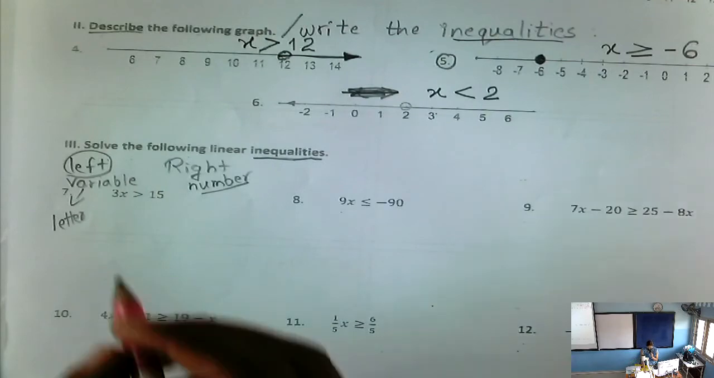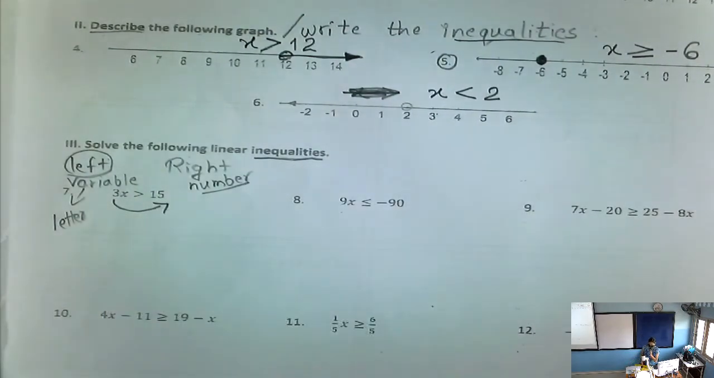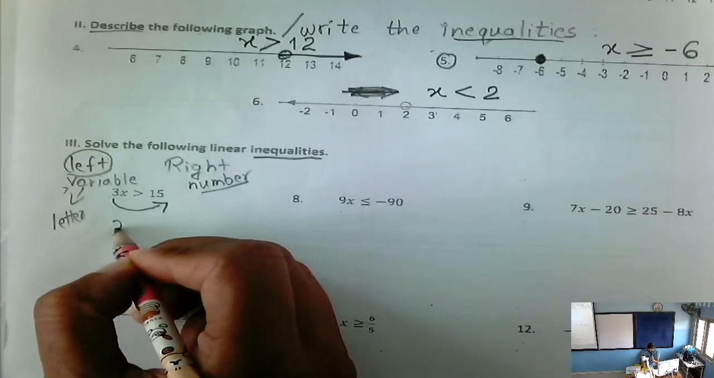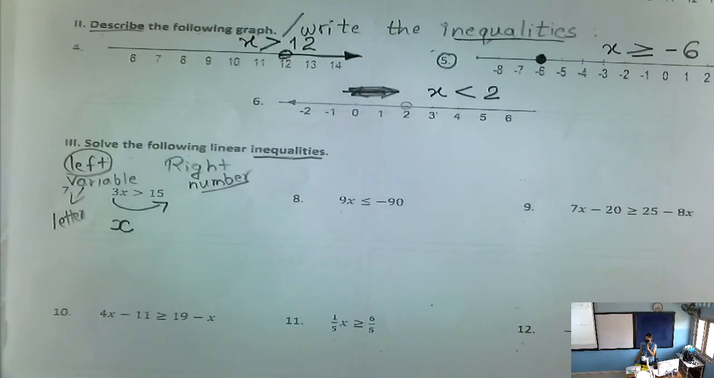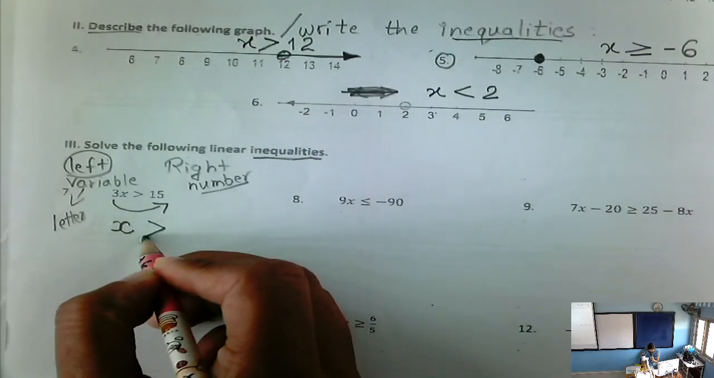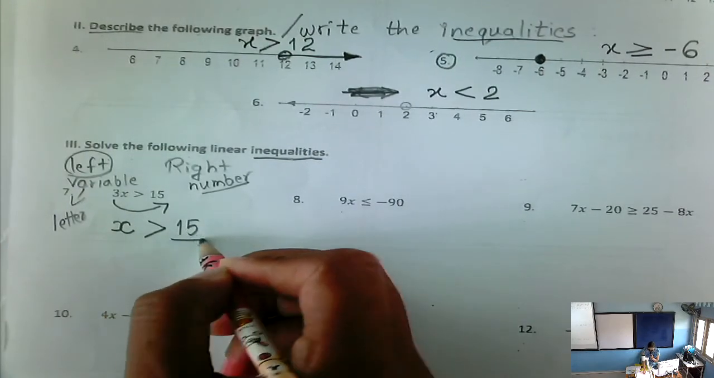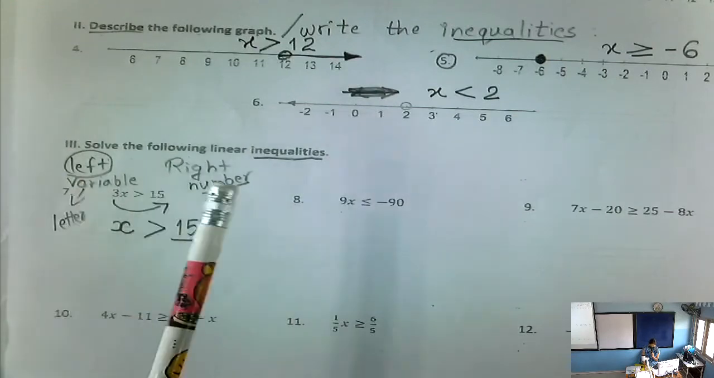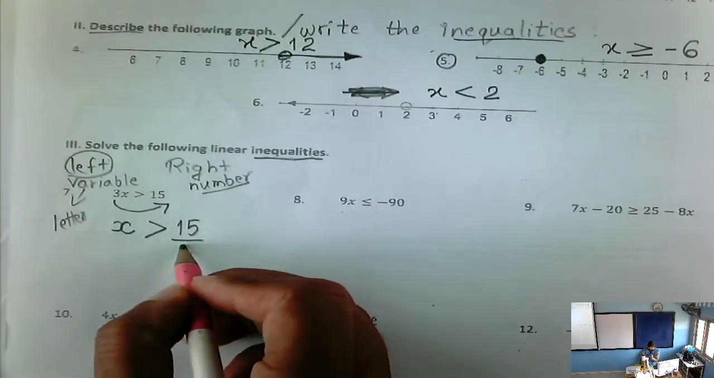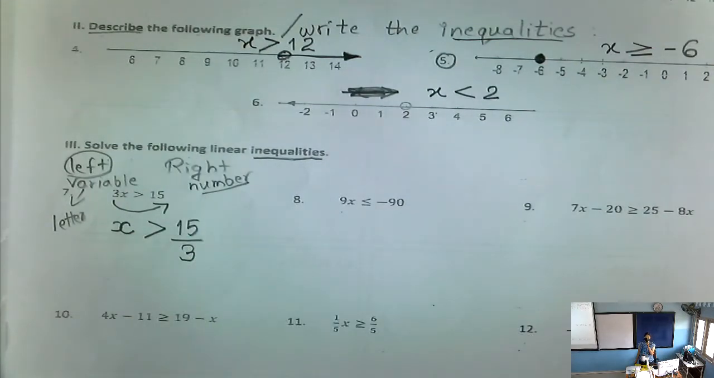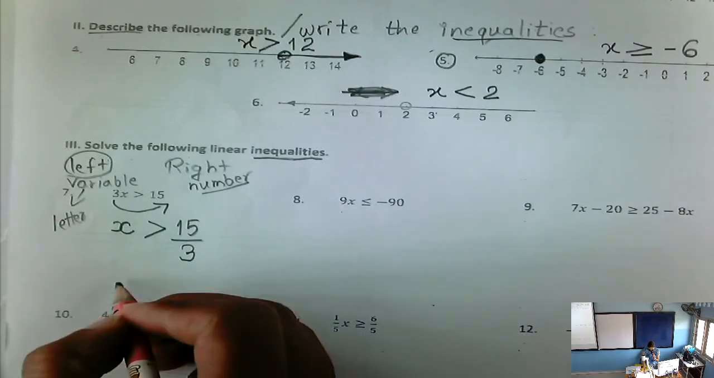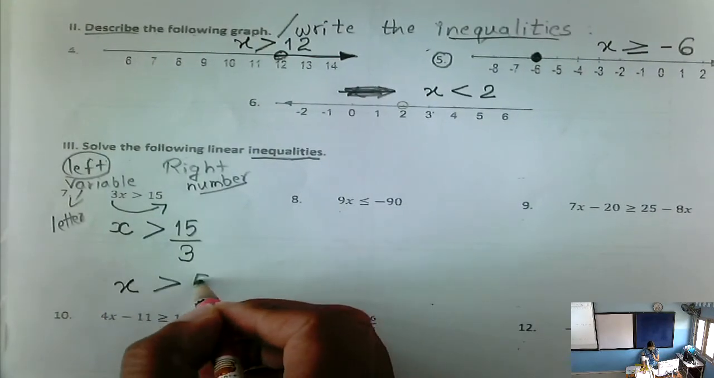So, we have to send the number to the right side. That means in left, we have only X remaining. We send 3 to the right side. Now when you change the position, when you go from left to right, this is multiplied, we'll change to divide. You know it, right? So how much is the answer? You tell the inequality. X is more than 5. Good. Thank you.